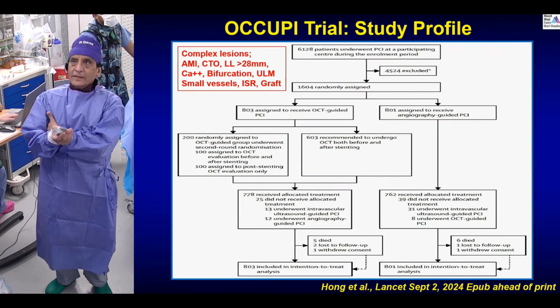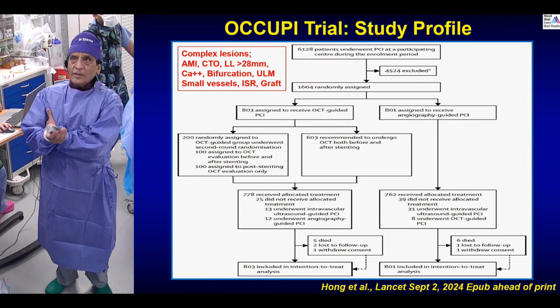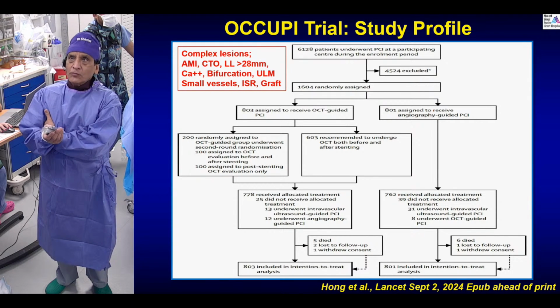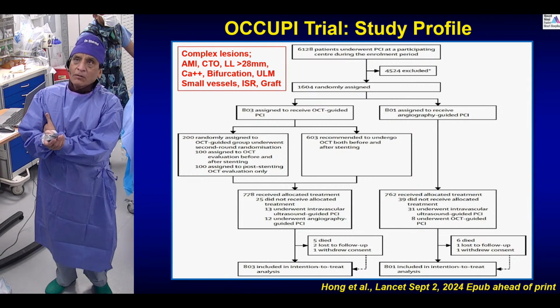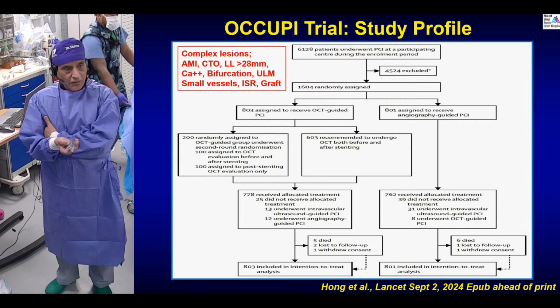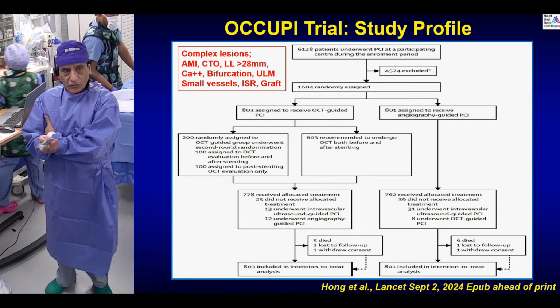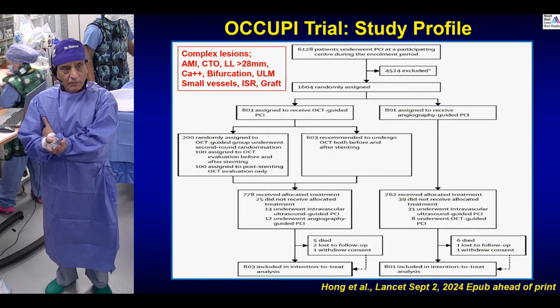Beautiful. So these are complex lesions: acute MI, CTO, lesion length more than 28 millimeter, calcification, bifurcation, unprotected left main, small vessel. I was a little surprised calling a small vessel. Isn't there a cutoff, less than 2.5 millimeter vessel, where we don't use OCT? Is that not true? Anu?